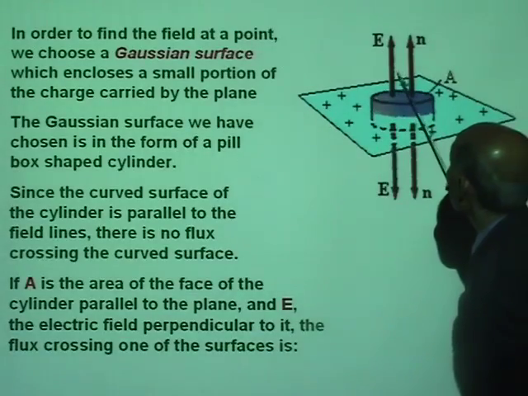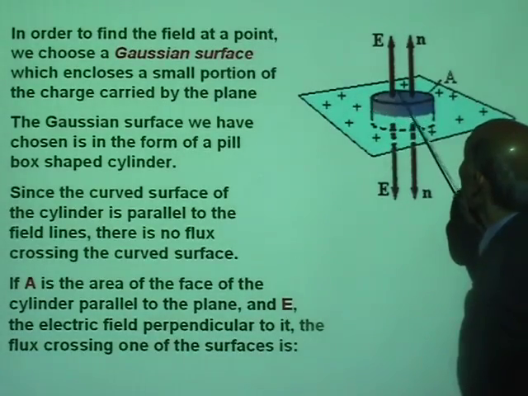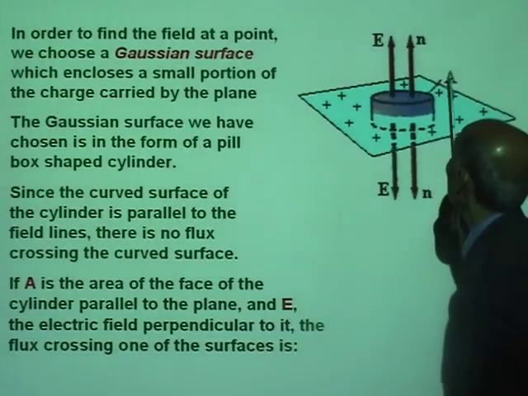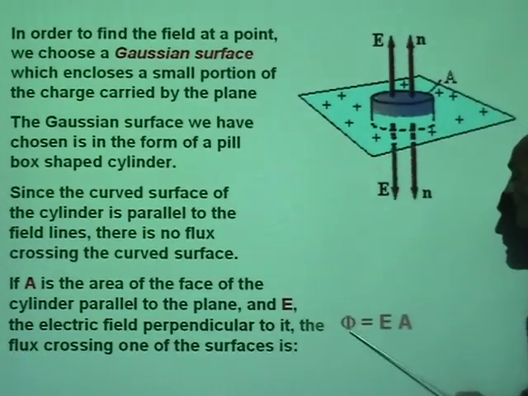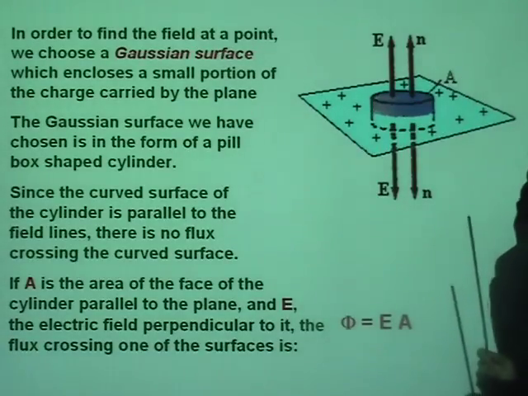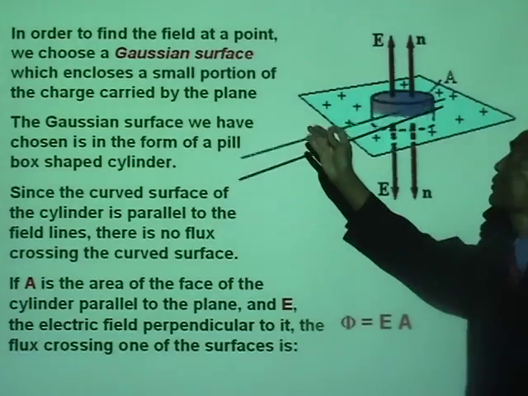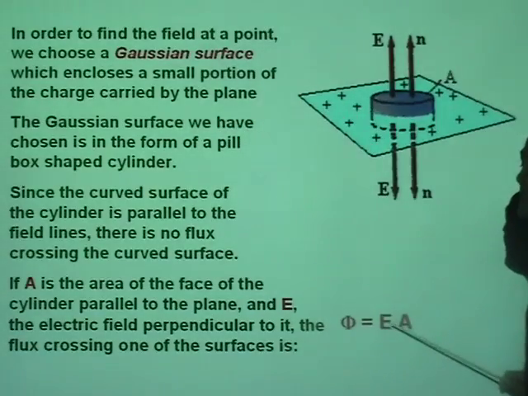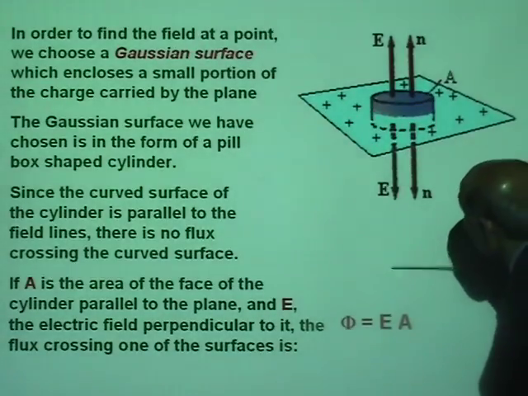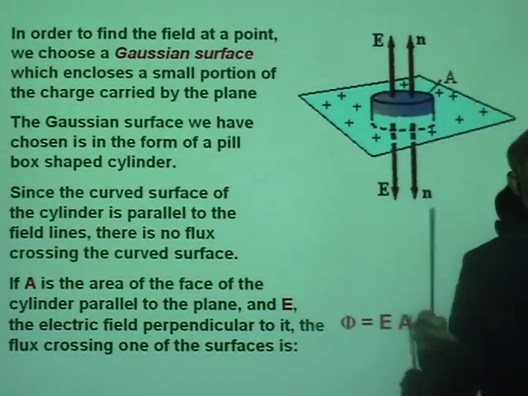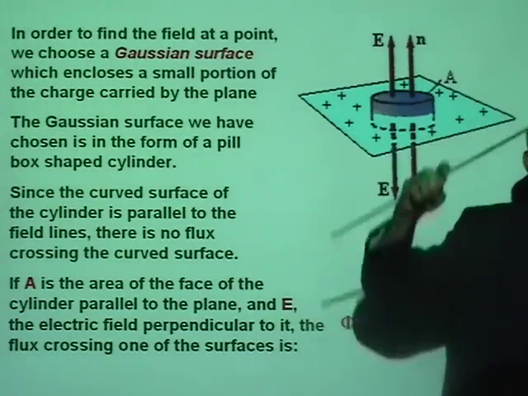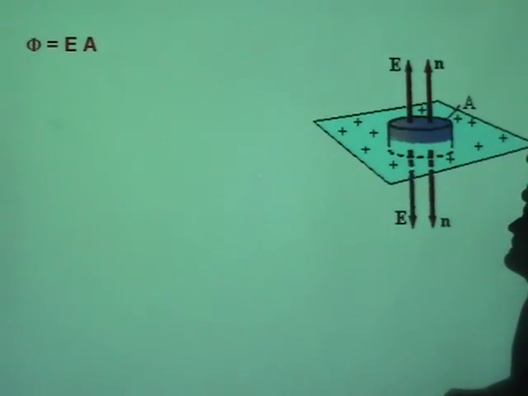So if E is the electric field at a point on that surface and A is the total area, then the net flux crossing that surface will be what? Will be E times A. Will be phi equal to E times A. Now, the flux crossing upward will be E times A. The flux crossing downward will also be E times A. That means the total flux leaving the pillbox will be 2 times EA.